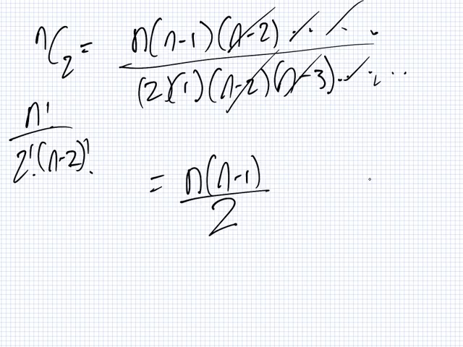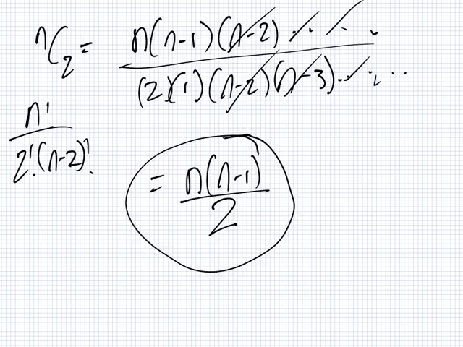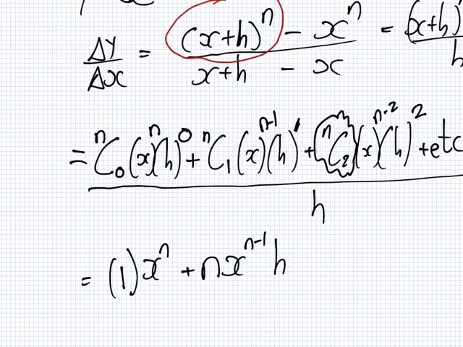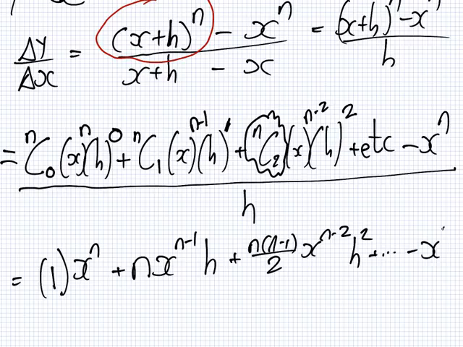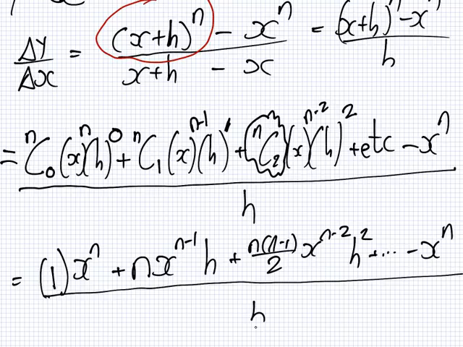This method, first principles, for the exam. Okay, can I go back? I really just need you to write this part down. This is the key part here. Right, so here we have plus n minus 1 over 2, x^(n-2), h squared, etc., minus x^n, all over h. Now, two things cancel on the top.